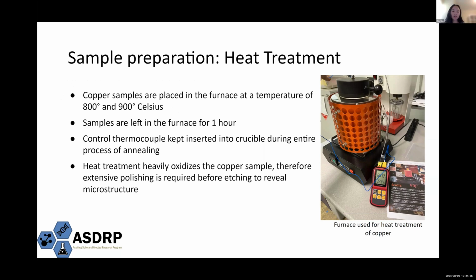Before etching, the copper is heat treated to make the grains larger and easier to view. So samples are put in the furnace and heated to 800 or 900 degrees Celsius for about an hour. And during this time, a control thermocouple, which is like an electric thermometer, is kept inside the crucible to monitor the process. Next.